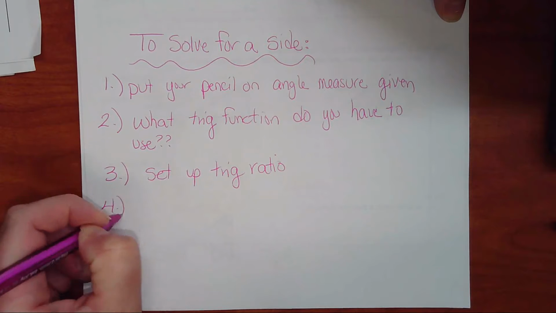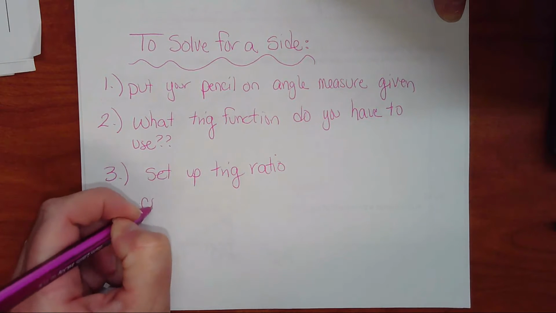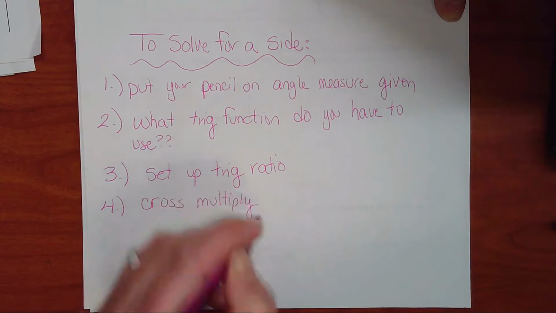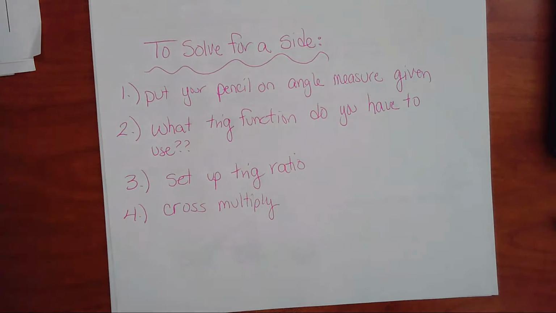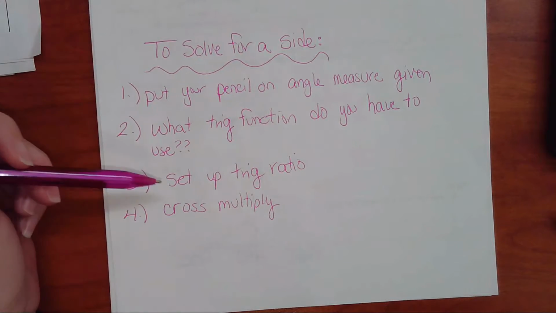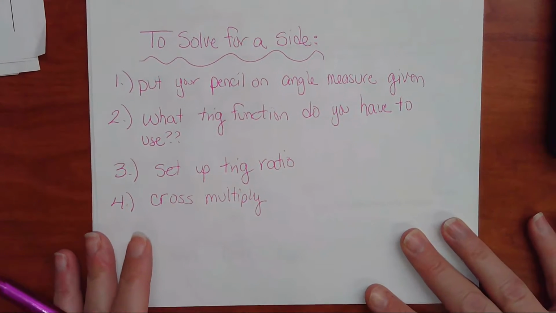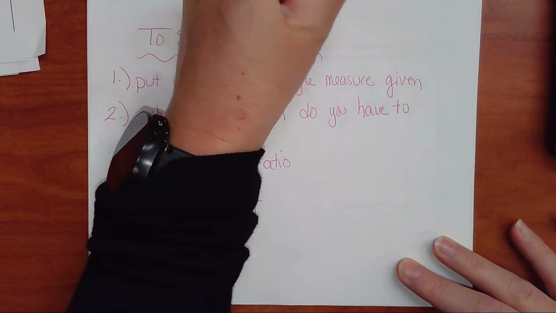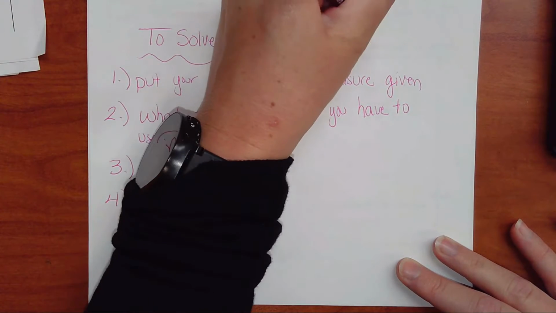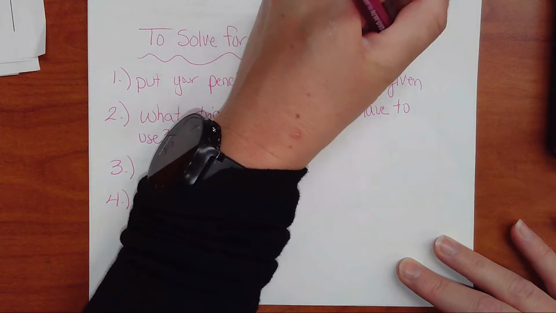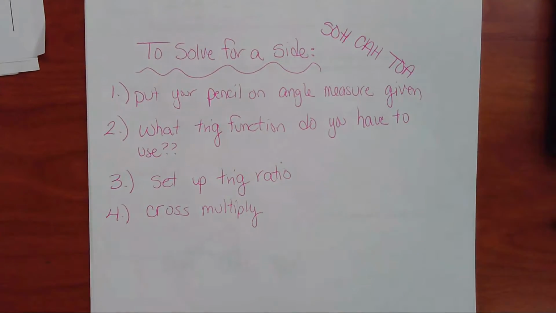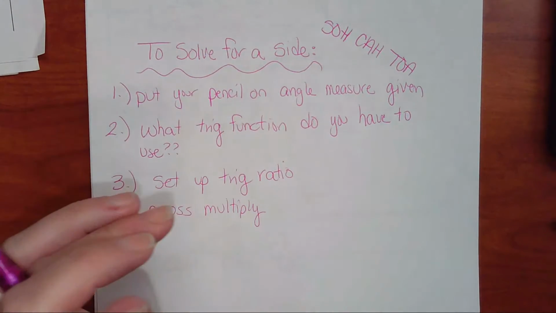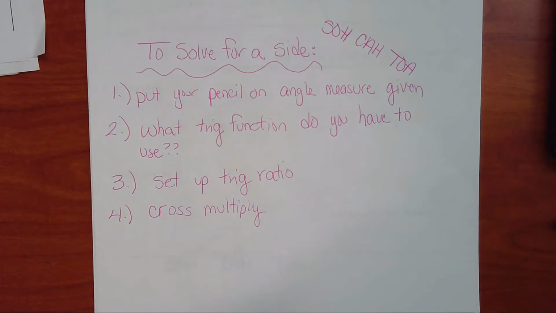And then after you've set up your trig ratio, then you are going to cross multiply like we did back when we did those proportions with similar figures. So these are the 4 steps that you need to use. If I were you, I would screenshot this. This is when you are solving for a side using SOHCAHTOA. You're going to hear that a lot again today, but I would definitely make sure you have this written down. This is going to be a big lifesaver, I personally think, throughout all this.